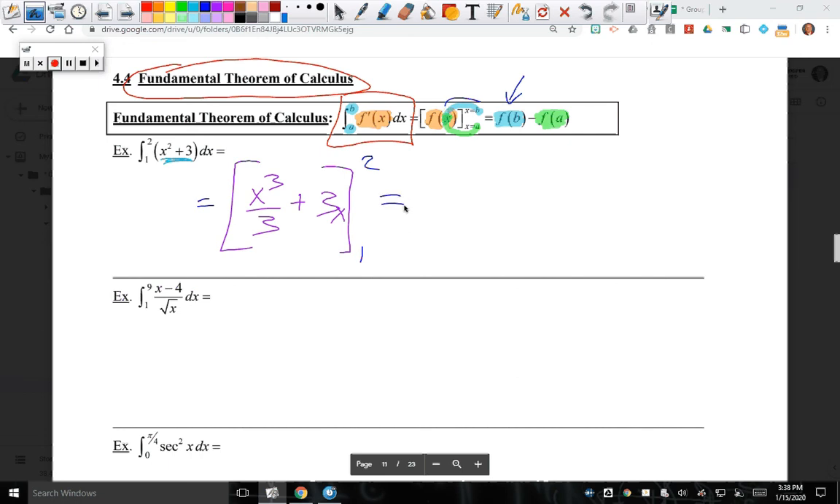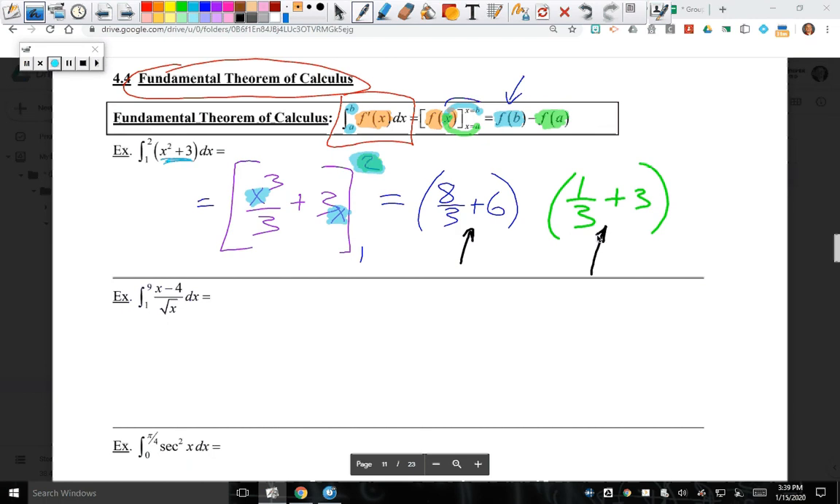Okay? So here we go. f of b, you did that back in Algebra 2. You're just plugging in your b value. Oops, let me do that with blue so you're not color blind. Right here. So it's 8/3 plus 6. Now in green, we're going to plug in what? 1. Because we're trying to find f of a. I'll get 1/3 plus 3. These are adding because this was adding.